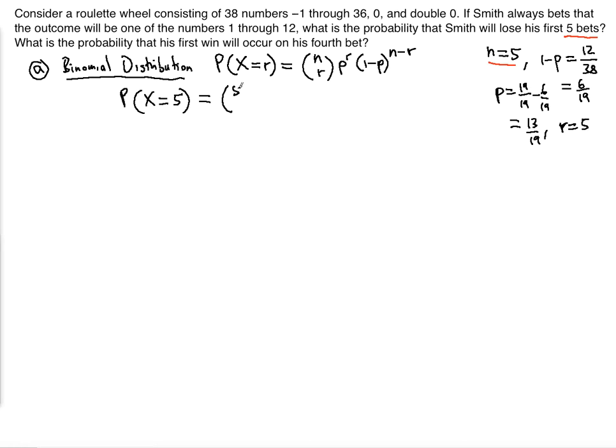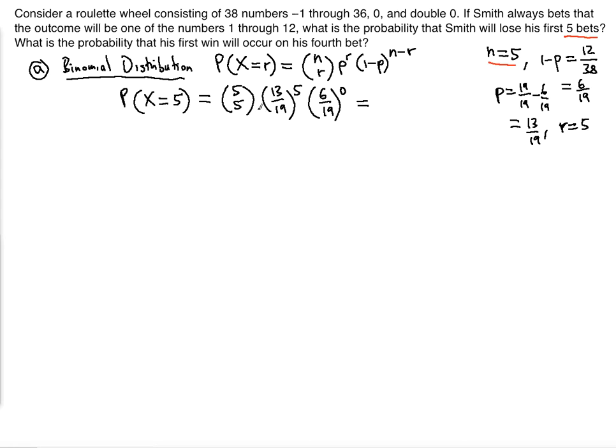It is going to be 5 choose 5, multiplied by the p. Now p is what? It's 13 over 19 raised to the 5th power, r is equal to 5 as we determined, multiplied by 1 minus p, which is 6 over 19, the probability of not losing any one of the trials separately, right? So 6 over 19 raised to what? To n minus r. Now n minus r is what? N is 5, r is 5. So n minus r is 5 minus 5, which is 0.